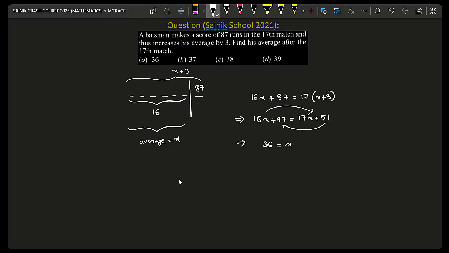Wrong answer. Why? Because they did not ask you the average after the 16th innings. They asked the average after the 17th innings. After 16 innings, we call the average X. After 17 innings, it became X plus 3. So the required answer is 36 plus 3, which is 39. Which option? Option D. D is correct. Very good, Harshavardhan.